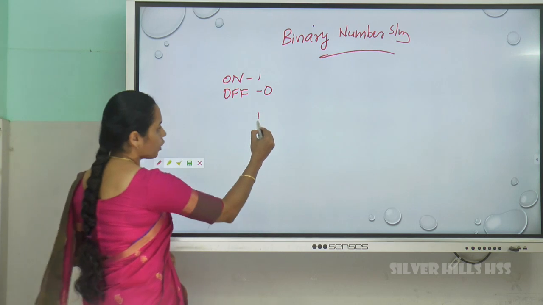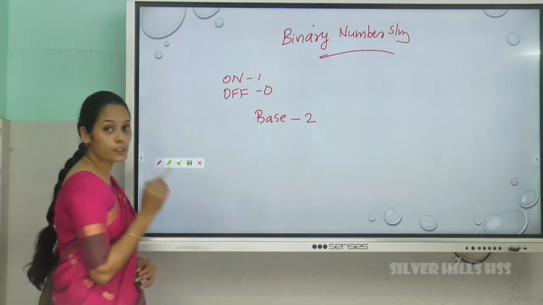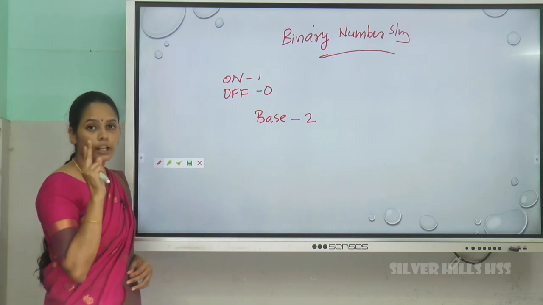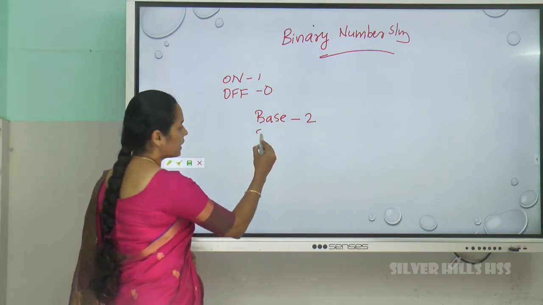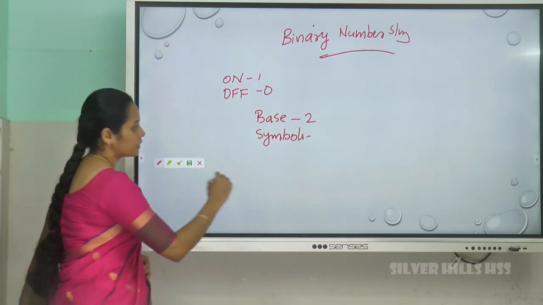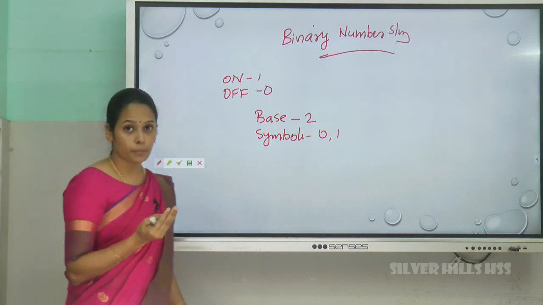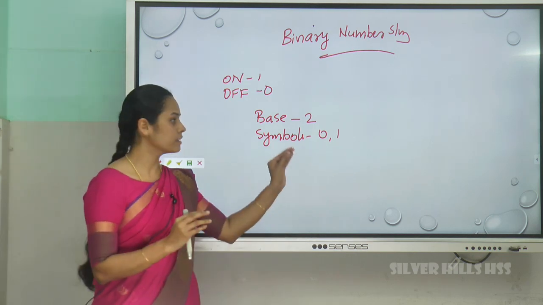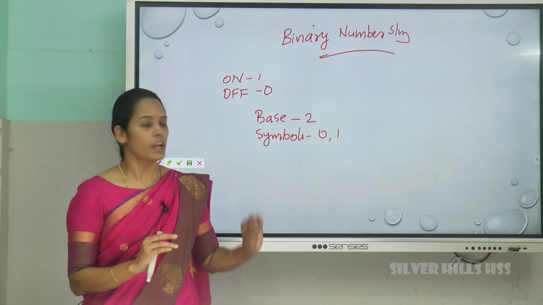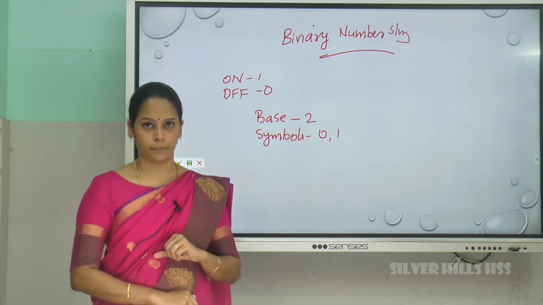So the base of this number system is 2, because it is using only two symbols, and the symbols used in this number system are 0 and 1. We can represent any number using only 0 and 1. Don't use any other symbol inside the binary number system.